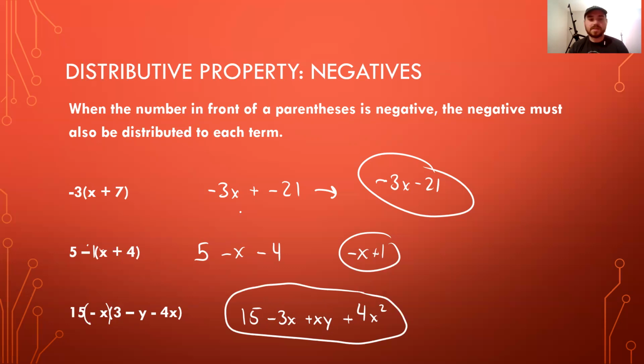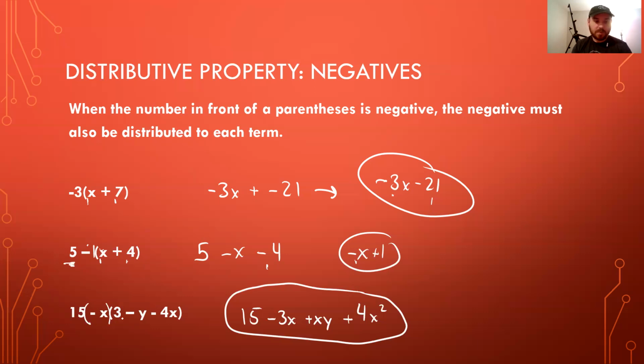So what you'll notice in all of these is the symbol in front of these changed. So this was a positive x, it's now a negative x. This was a positive 7, it's now a negative 21. This was a positive x, it's now a negative x. This was a positive 4, it became a negative 4, and then we simplified it down to a positive 1. But that's just because we had this positive 5 on the outside already.